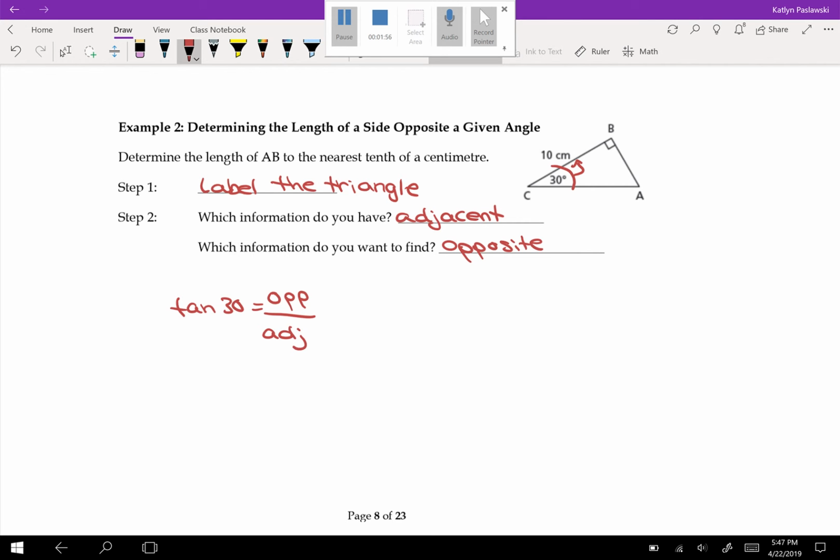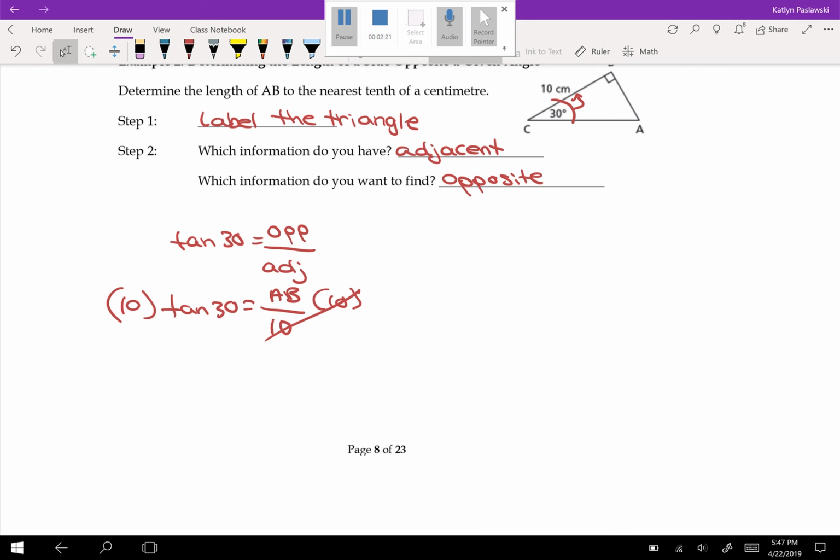And now I substitute the information I know. So I have tan 30 is equal to AB, that's the length of the side here, over my value of the adjacent, which is 10. Now I need to solve for AB to get it on its own. So I'm going to multiply by 10 on one side. Whatever you do to one side, you do to the other. So now I have my calculator, tan 30 multiplied by 10. The length of AB is equal to 5.8, and in this case, it's measured in centimeters.